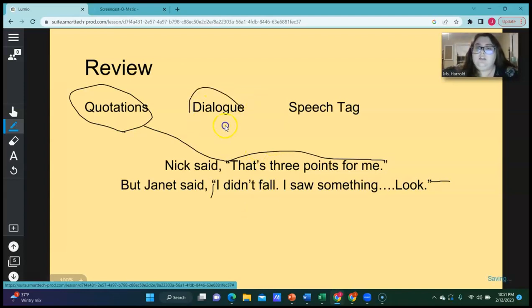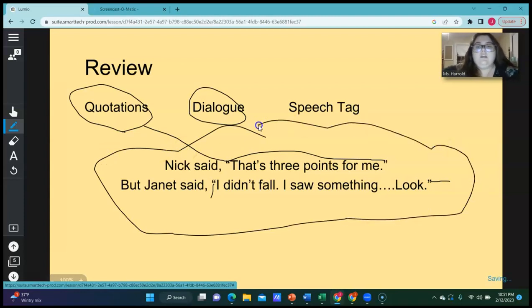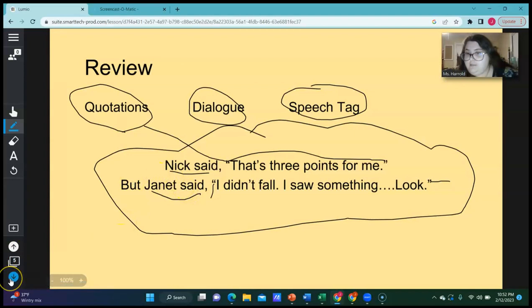Let's see. What about dialogue? What's dialogue? Take a minute. That was a trick question. Dialogue is the whole thing. Remember, dialogue is what people are saying in the story. This is all dialogue. And our last word, speech tag. Where do you see speech tag? Take a second. I see it in 2 places. I see it right here, Nick said, and I see it one more spot. Janet said. Is that where you saw it? Good job.